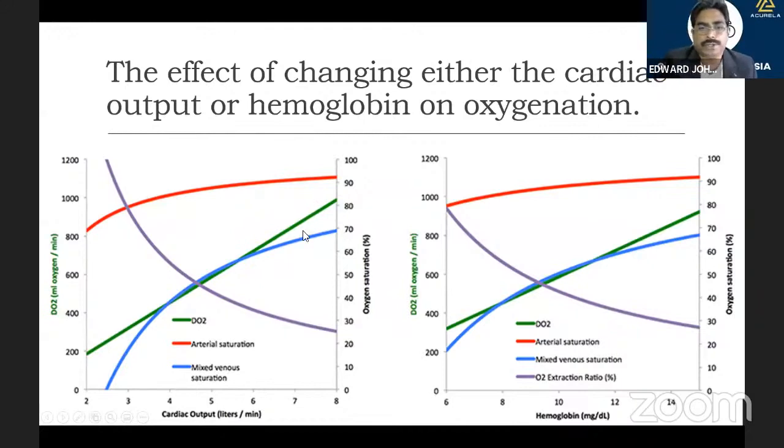See, I have already told you hemoglobin and cardiac output are more important for the delivery of oxygen to the tissues. When the cardiac output is increased, what happens? Your arterial oxygen saturation increases, your oxygen delivery is increased, your mixed venous oxygen saturation is also increased, and your extraction ratio decreases. Likewise, when hemoglobin is increased, your arterial oxygen saturation increases, your oxygen delivery increases, your mixed venous oxygen saturation increases, and your extraction reduces. So hemoglobin and cardiac output are important for the delivery of oxygen to the tissues.